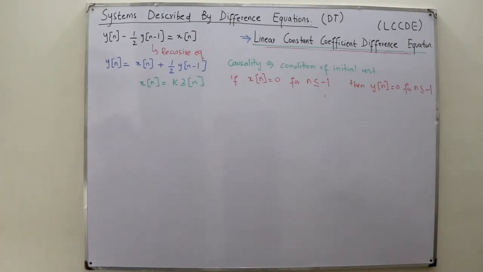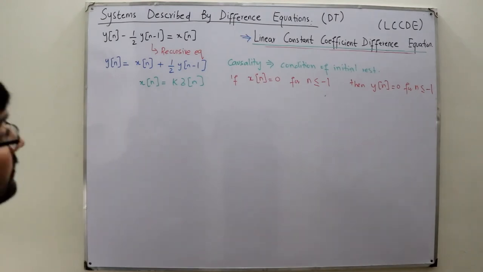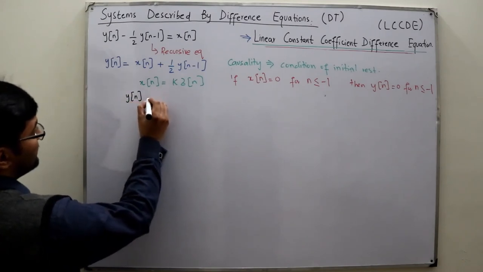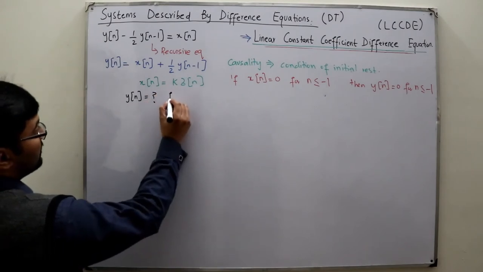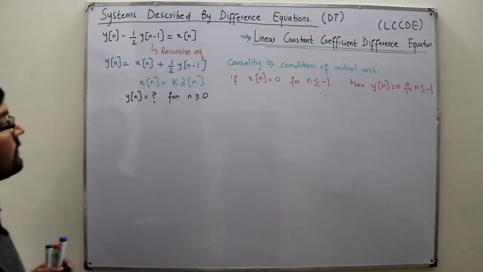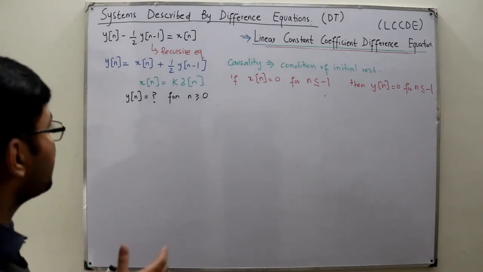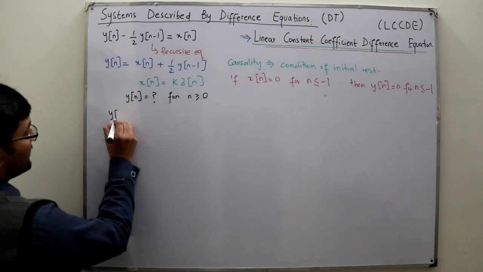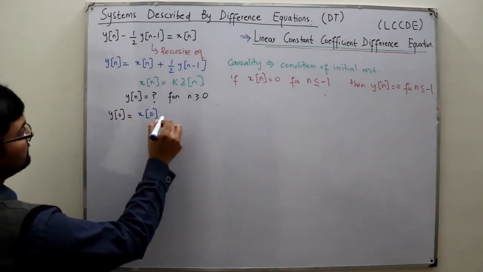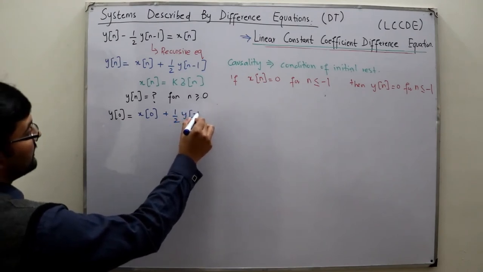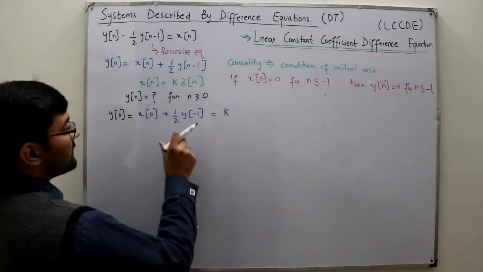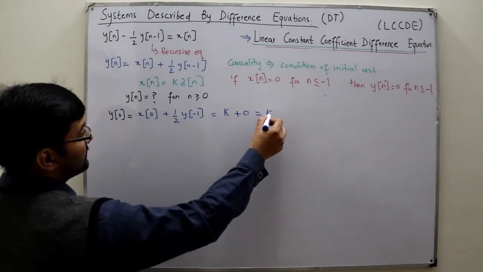So now have a look. We would start off by solving for y of n that is unknown, for the value of n greater than or equal to 0. So now what do you have? Let's say first for 0, y of 0 would be what? y of 0 would be equal to x of 0 plus half of y of negative 1, and x of 0 would be the impulse signal, which would be k times delta of n. So let me write the weight k, and this plus this would be 0, so this would be equal to k.